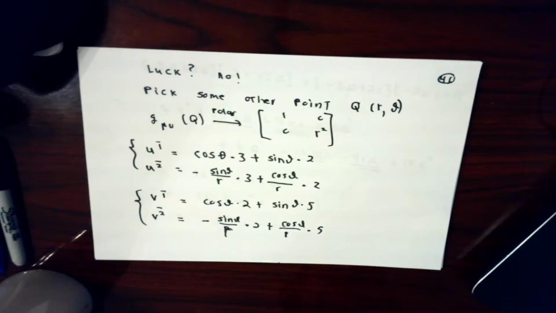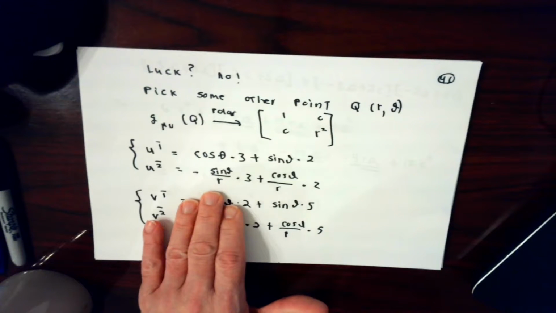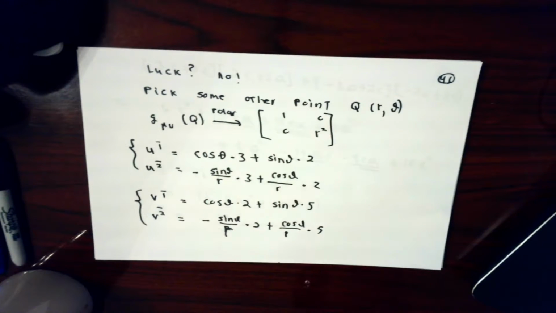Now, of course, that could have just been luck. I could have carefully rigged the numbers so that just by some bizarre coincidence you got 16, but in point of fact, it isn't. Pick some other point, Q, which has some r coordinate and some theta coordinate. Figure out the components of u and v in terms of the polar basis, not at point P, but at point Q.